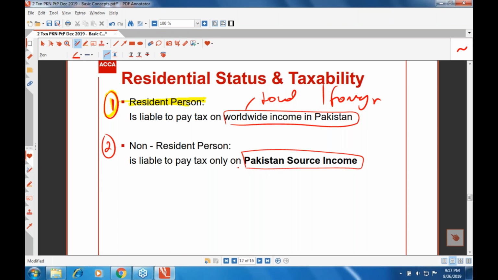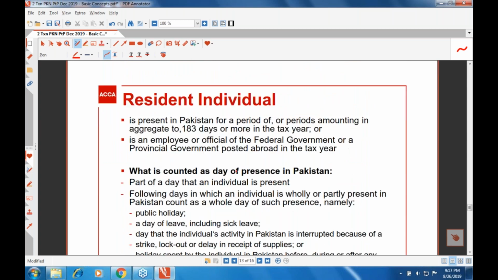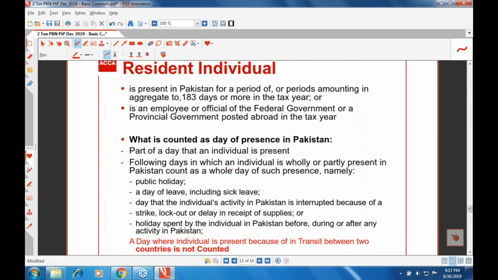Now let's move a bit forward. How do we establish whether somebody is resident or not? As per the law, this is going to change under the Finance Act 2019, because the day count has changed. So who is a resident individual? A resident individual is somebody who is present in Pakistan for a period or periods amounting in aggregate to 183 days or more in a tax year.